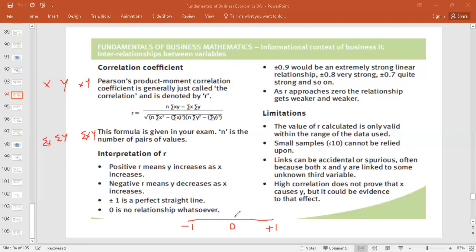What are the limitations of the correlation coefficient? The value of R calculated is only valid within the range of the data used. Sample values less than 10 cannot be relied upon. Links can be accidental or spurious, often because both x and y are linked to some unknown third variable. Therefore, the pattern could be seen because both of them are linked to a third variable. High correlation does not prove that x causes y, but it could be evidence to that effect. So there are a few limitations. We can depend on this when the sample size is more than 10. For smaller numbers of items in the data, it is not reliable.